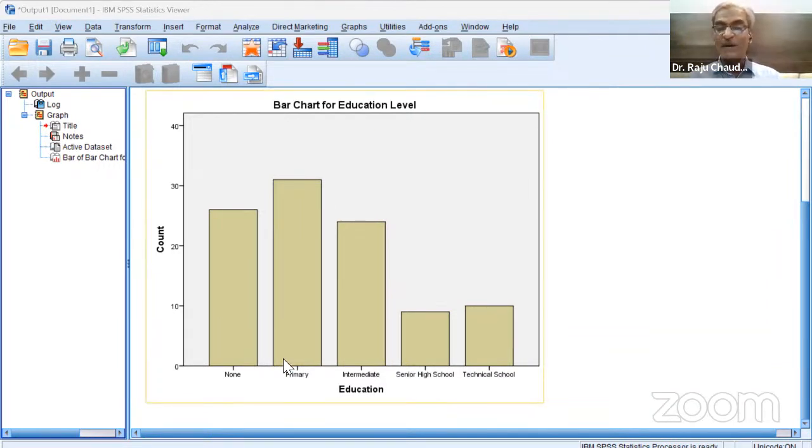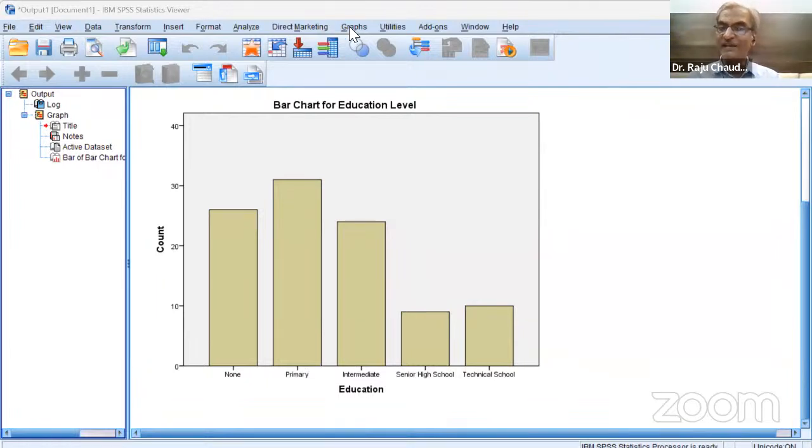Now this is a bar chart. Look at this. Along the x-axis, this is a category axis. We have the different labels for the variable education. And along the y-axis, we have the count, because we have selected count, so it shows count.